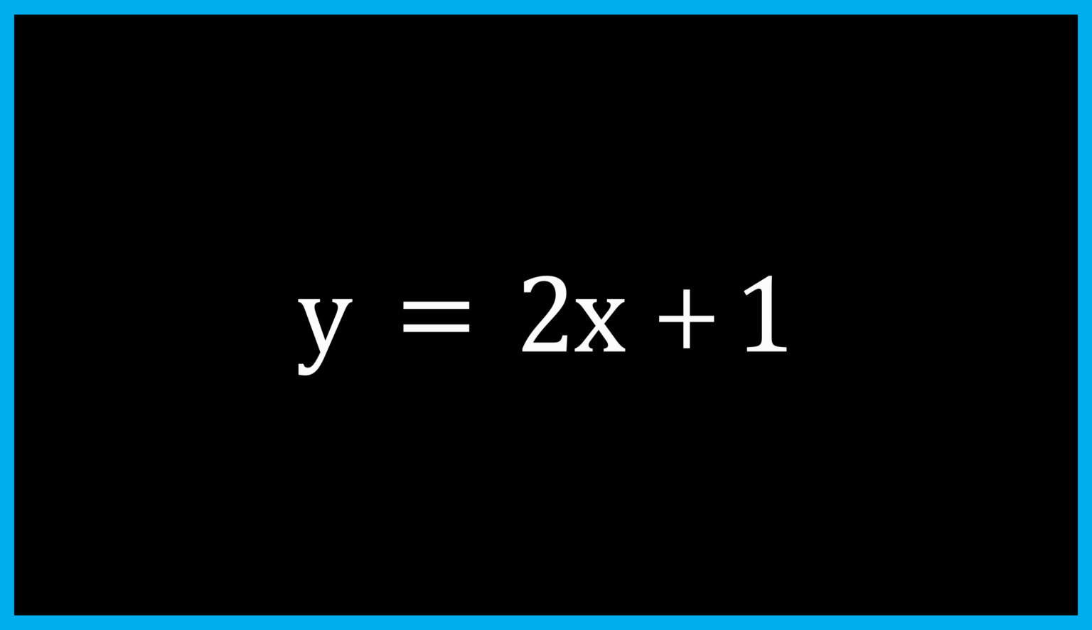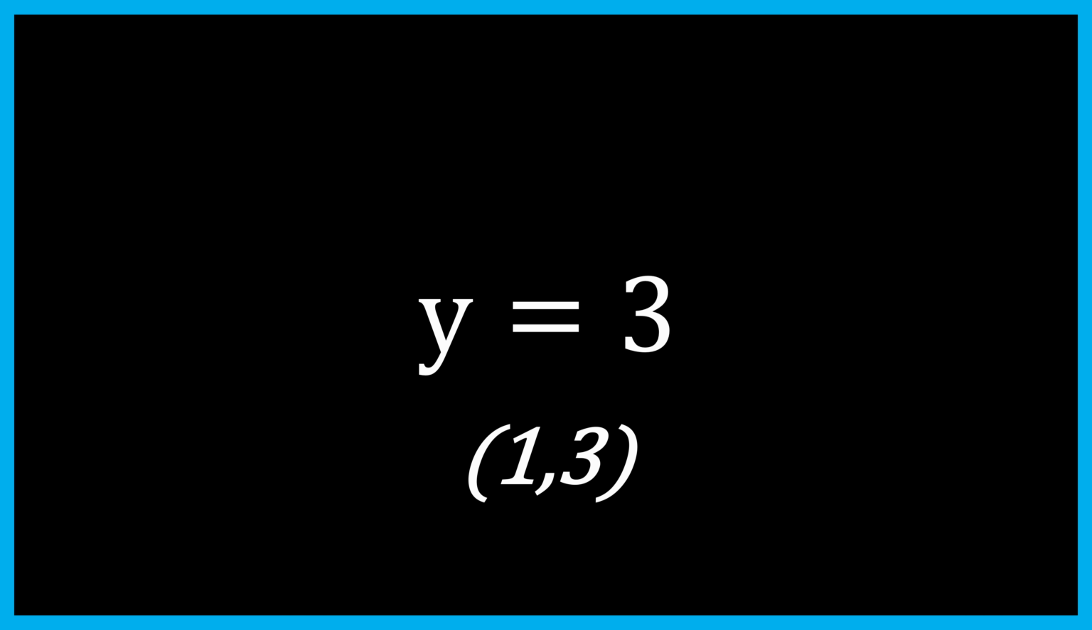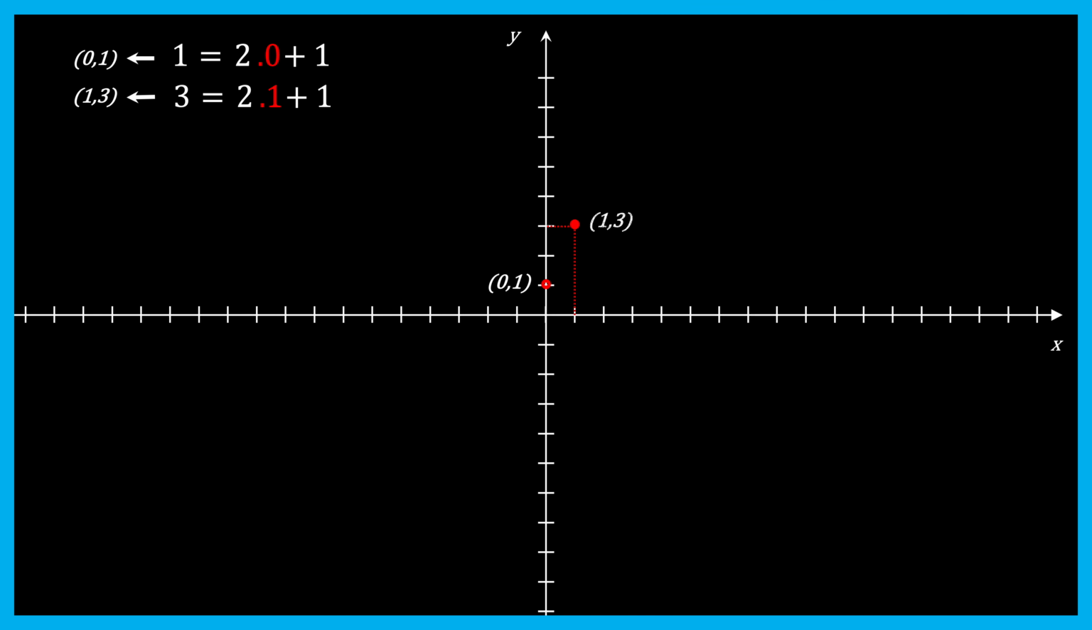Now the second part, the 2 in front of x. It tells us how the line moves. Every time x moves 1 step to the right, y goes 2 steps up. At x = 1, y = 3. You now have 2 points. If you connect those points, you get a straight line. And that line is the graph of y = 2x + 1.